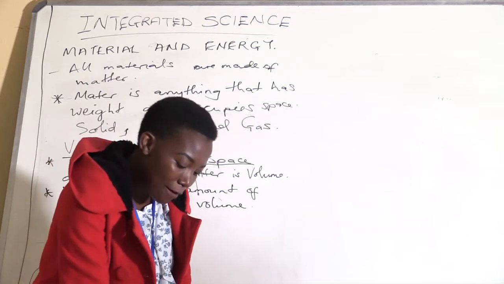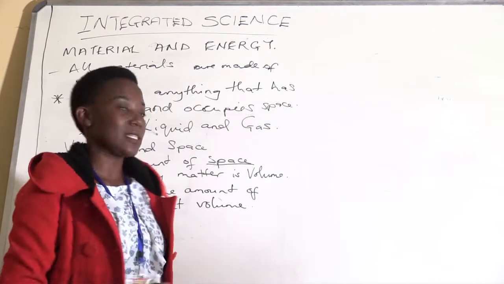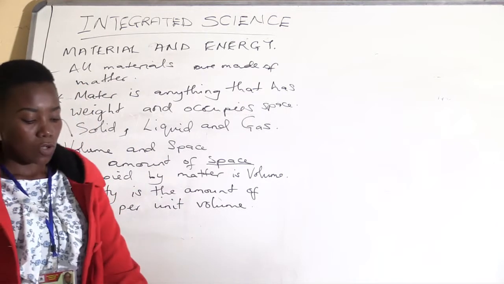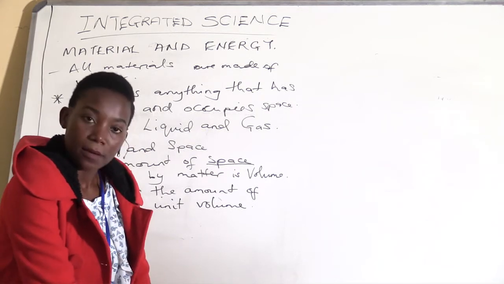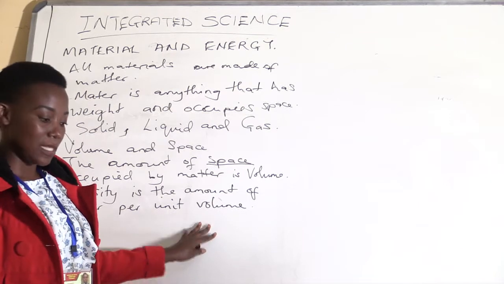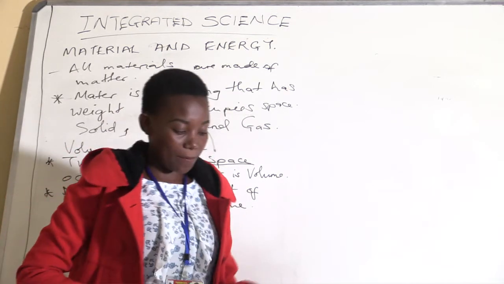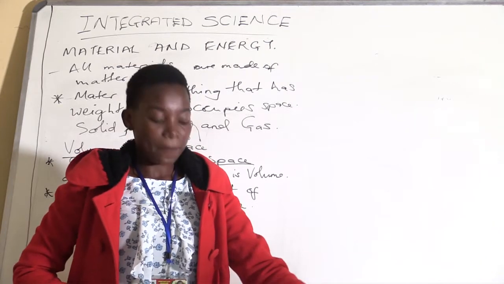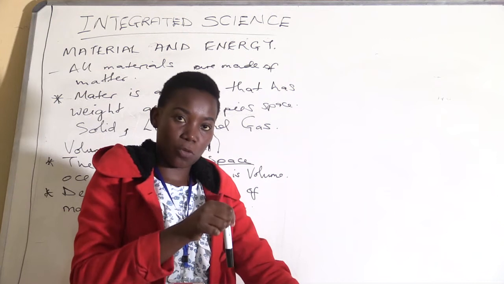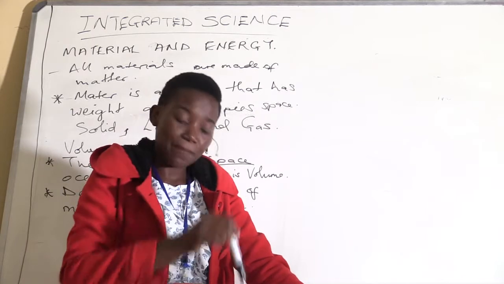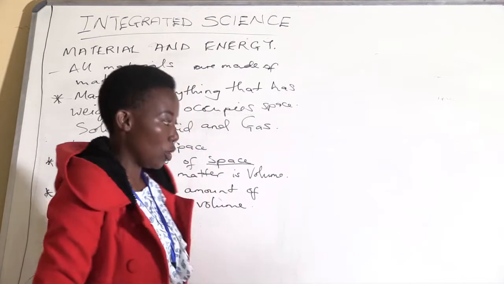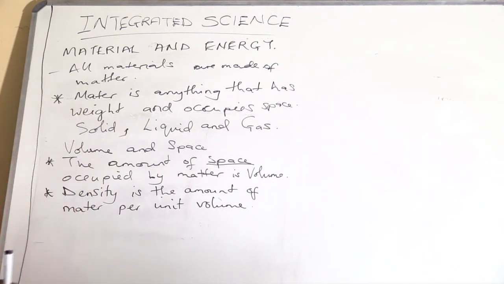So the amount of matter found in this particular volume is what I'm calling density. The amount of matter in the space occupied by my duster is what I'm calling density. Let's not miss this. You can get a cup, you can get anything, place it on a particular space. Whatever space your object is occupying, you will call it volume. Call the matter found on that particular space density, and you're good to go. So volume is the space occupied by matter, whereas density is the amount of matter per unit volume.